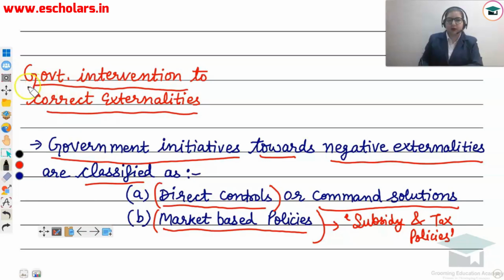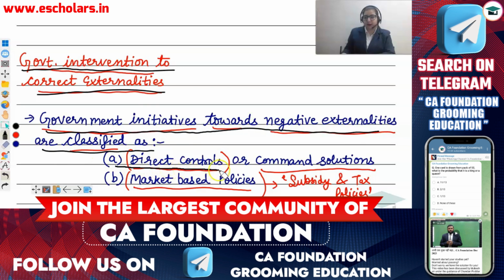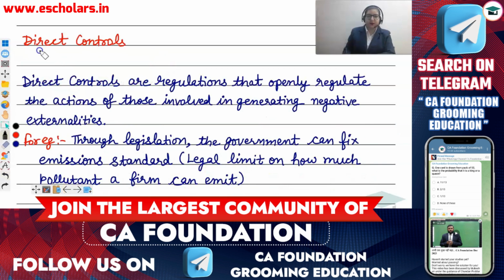So let's recall it till now. Government intervention to correct externalities. Government initiatives towards negative externalities are classified as: A. Direct controls or command solutions. B. Market based policies. So first we will talk about the direct controls in details.